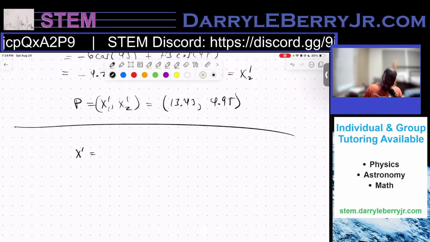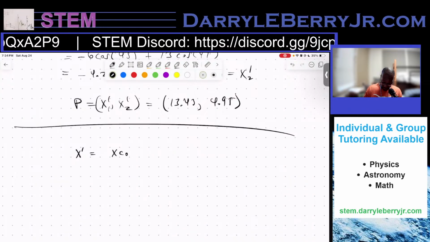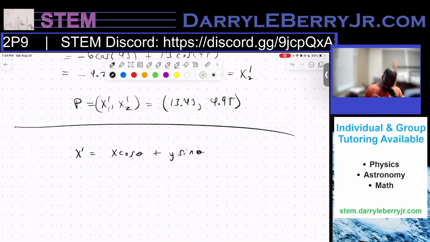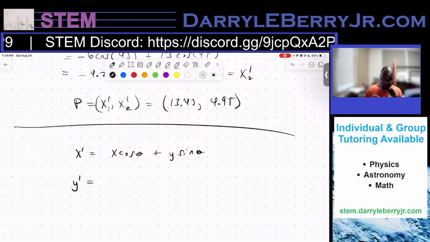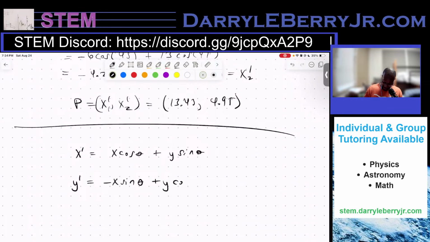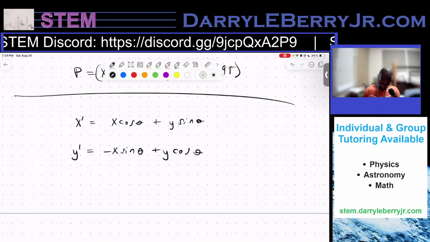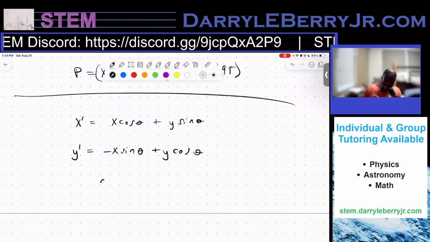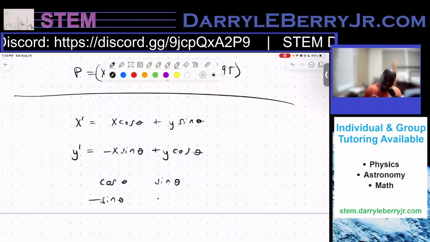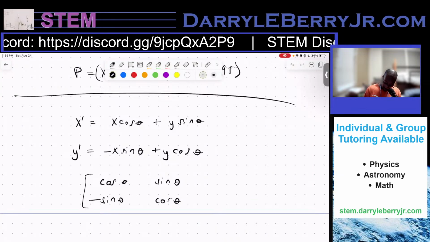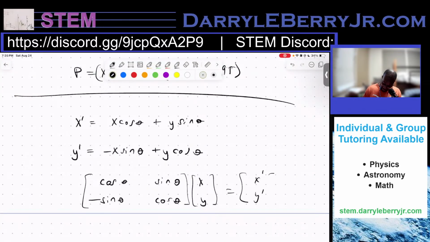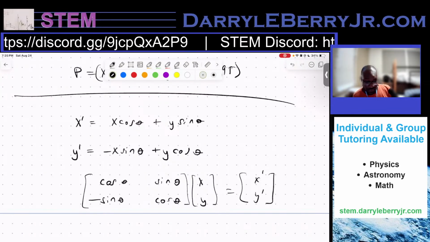x prime equals x cosine theta plus y sine theta, and y prime equals negative x sine theta plus y cosine theta. So we have, and I can see the matrix here, cosine theta, sine theta, negative sine theta, cosine theta, times x, y, equals x prime, y prime. That's a transformation in 2D.